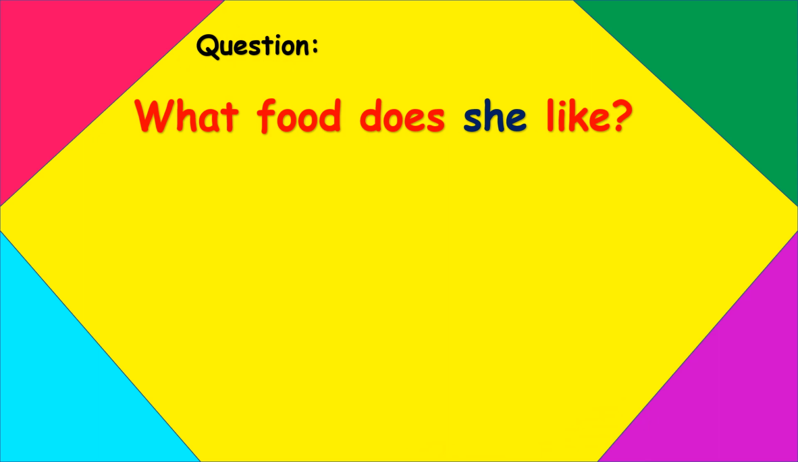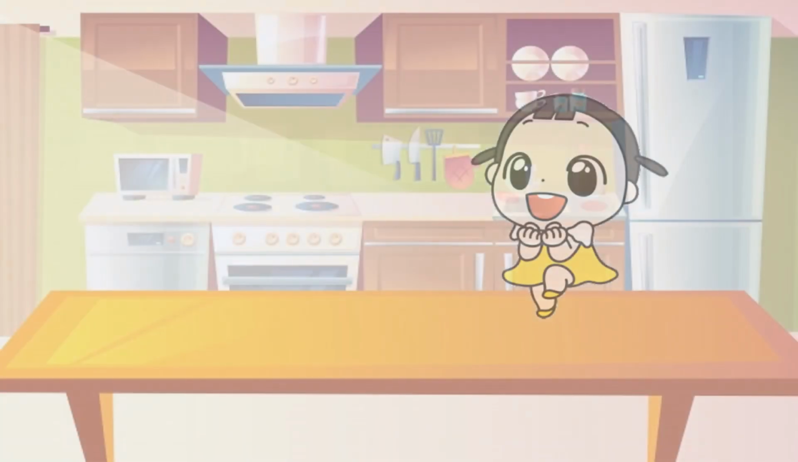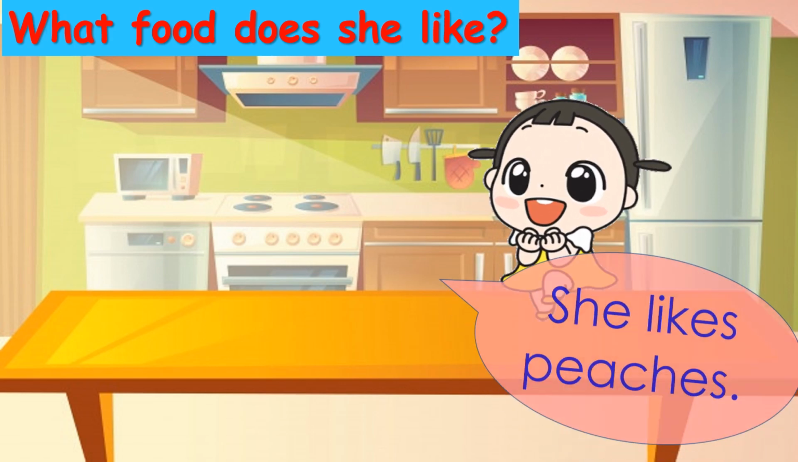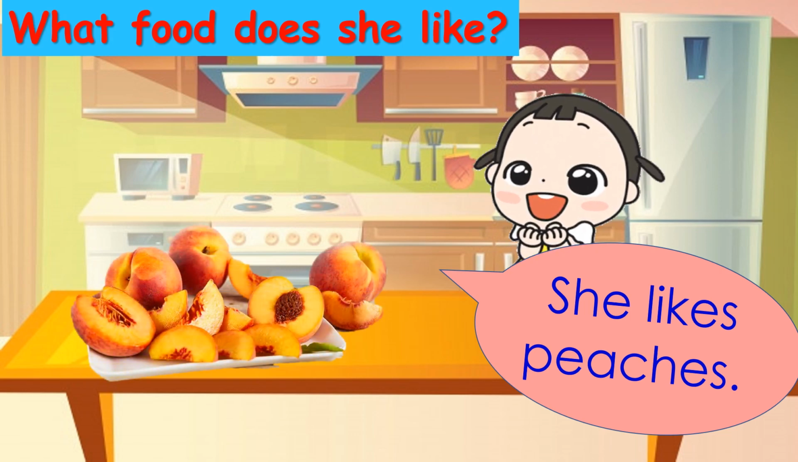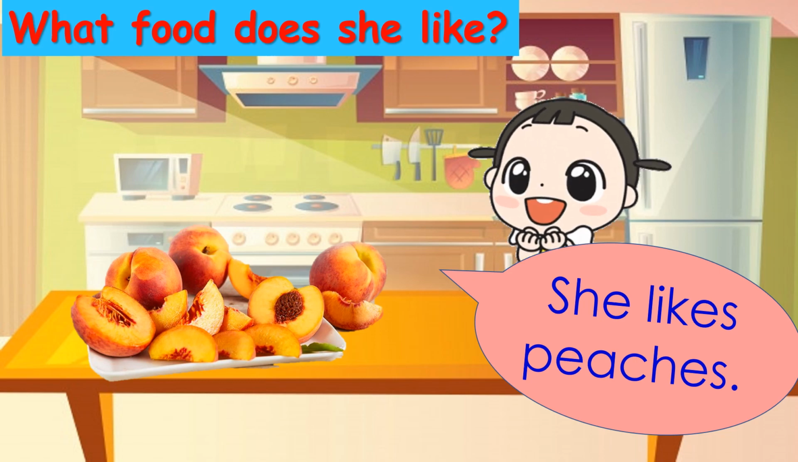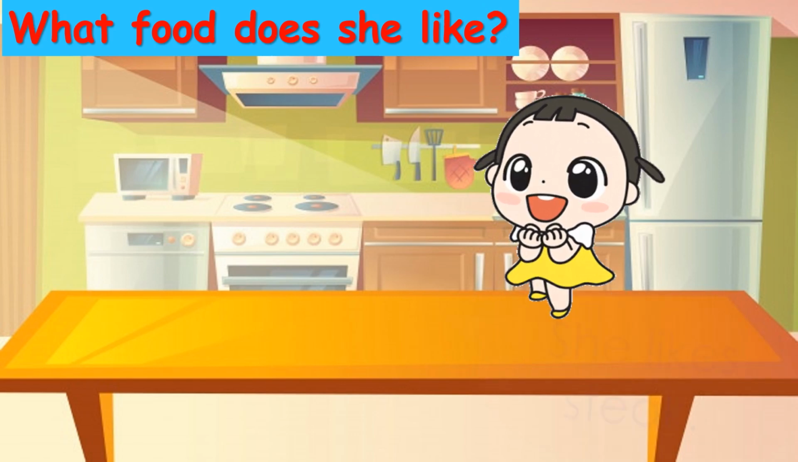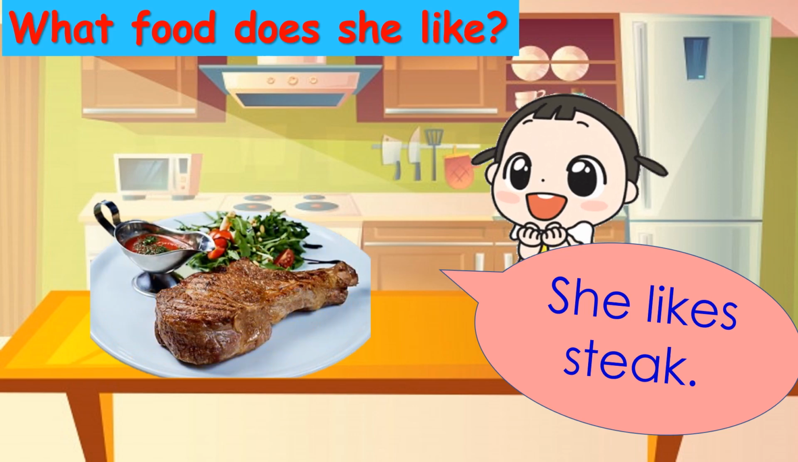In the question, what food does she like? The answer should be, she likes blank. Example. What food does she like? She likes peaches. What food does she like? She likes steak.